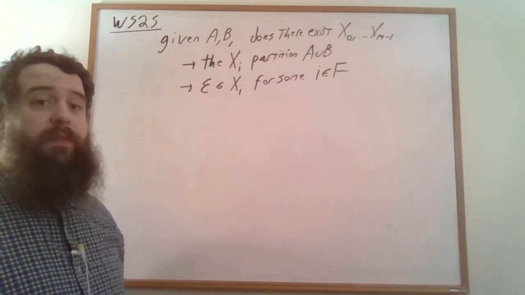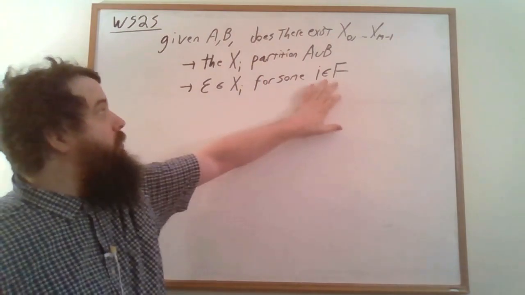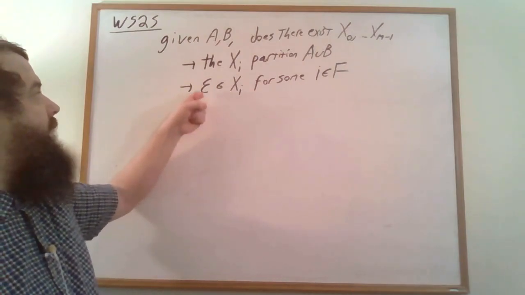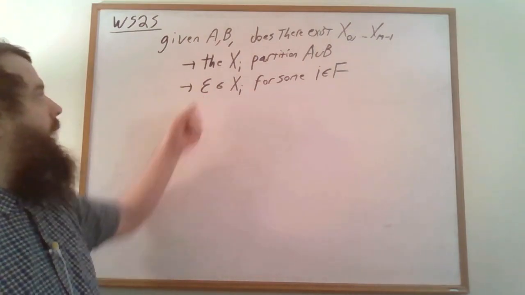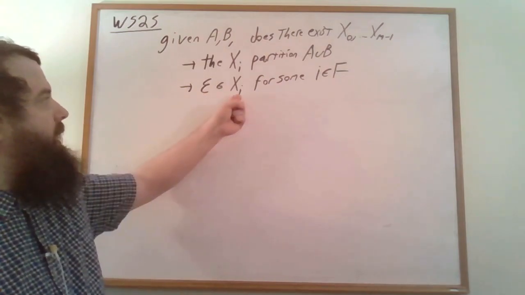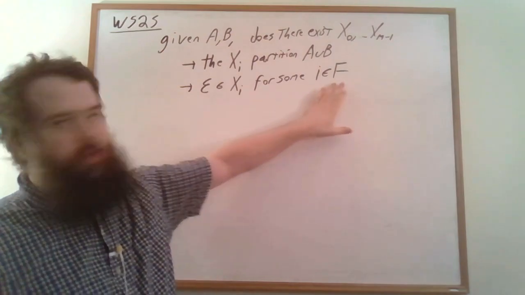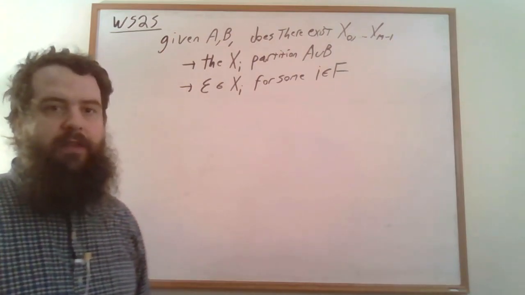We're going to want it to be the case that we associate some root state to the root. The root is given by position epsilon, the empty word, and so we want the empty word to be in some xi for some I which represents a final state, a root state.